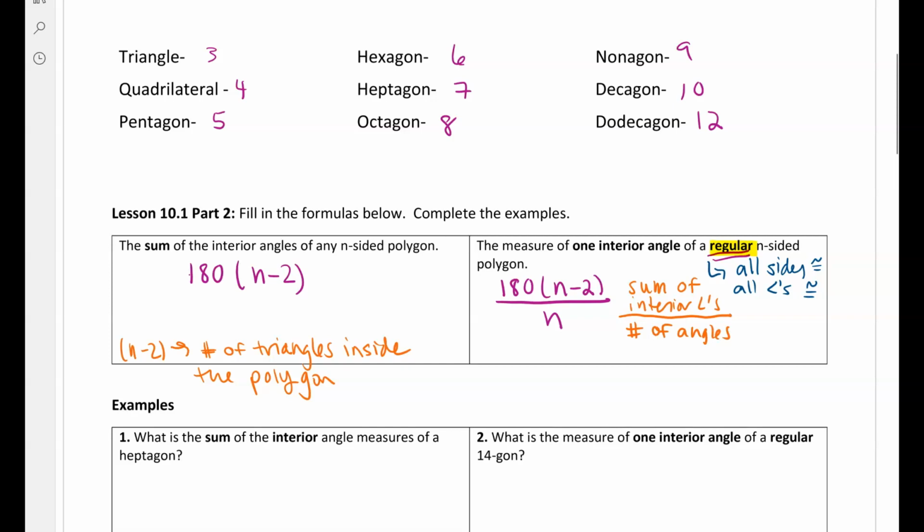Let's look at that quickly with a shape we're really familiar with, the triangle. If I wanted to know the measure of one interior angle in an equilateral triangle, it would be 180 times 3 minus 2, over 3, because n would be 3 for a triangle. That's 180 times 1, which is 180, divided by 3, which is 60 degrees. And that's something we already know about an equilateral triangle.